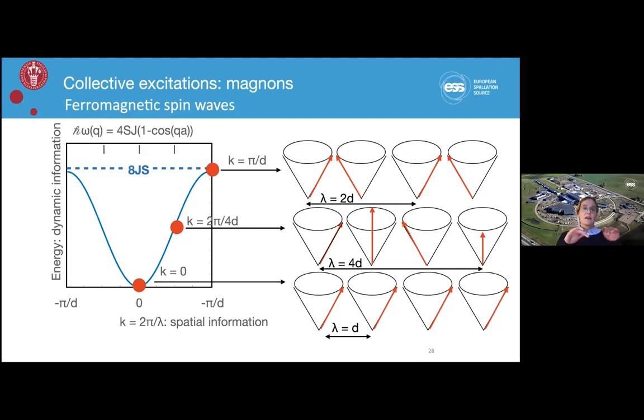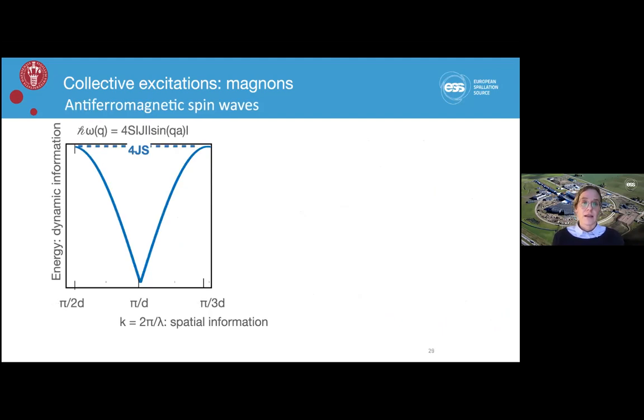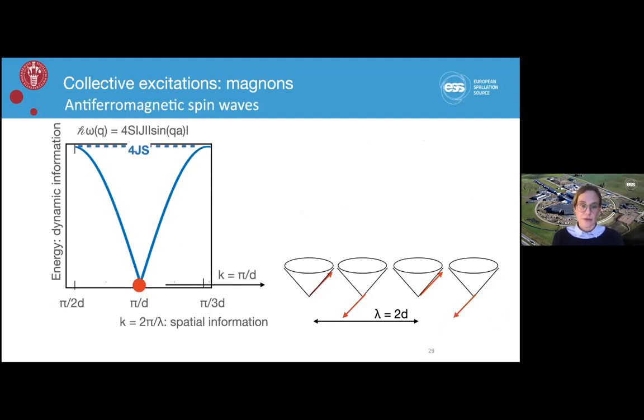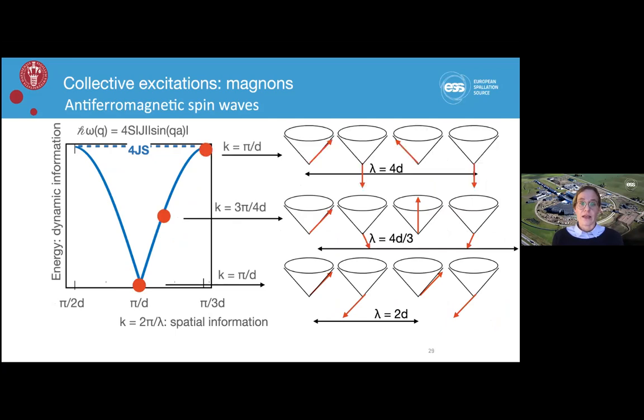Where the maximum energy scale is given then by the exchange interaction and the spin state, 8SJ. So that's really very useful information. For an antiferromagnet, you have something slightly different. It's also very clearly defined that you have spatial information versus energy transfer, and you see that now the energy transfer is related by a sine of Qa and then 4SJ. And the maximum energy is now 4SJ. Again, this is very useful to extract exchange interactions, etc.